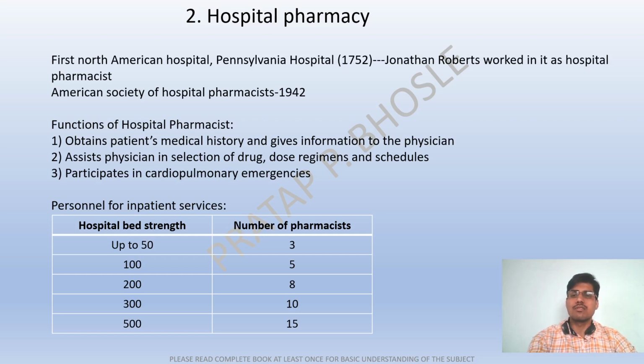And the functions of the hospital pharmacist. The first one is obtaining the patient's medical history, giving information to the physician, assisting the physician in selection of drugs and dose regimens, participating in cardiopulmonary emergencies, and many more. These are just a few examples.